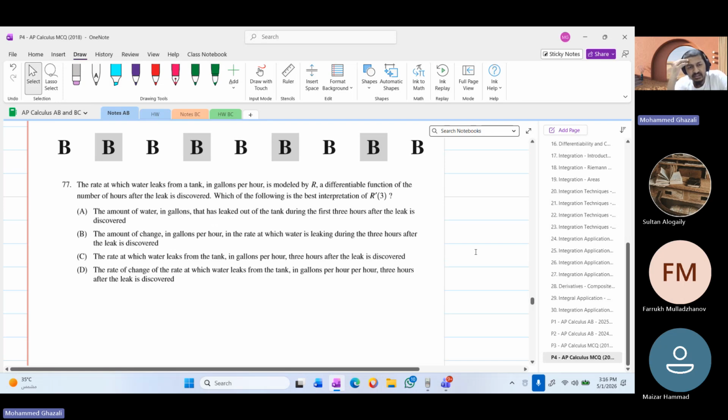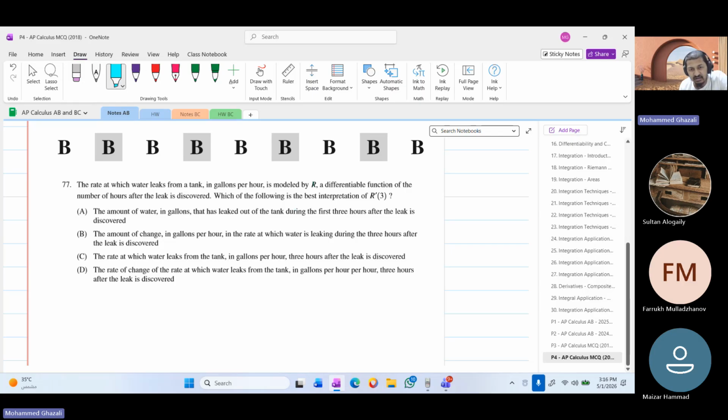The rate at which water leaks from a tank in gallons per hour is modeled by R. So what is R? The rate. And what is it measured in? Gallons per hour. Are we good? R is a differentiable function of the number of hours after the leak is discovered. Which of the following is the best interpretation of R prime 3? What does R prime 3 represent now?